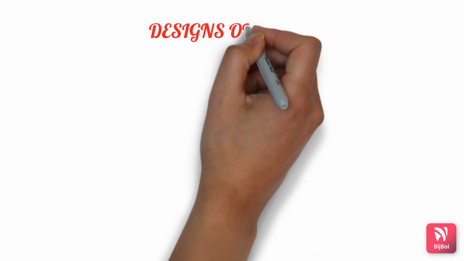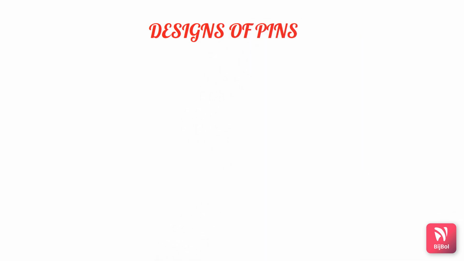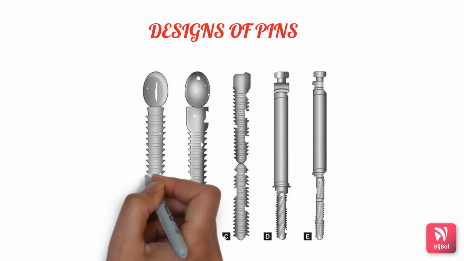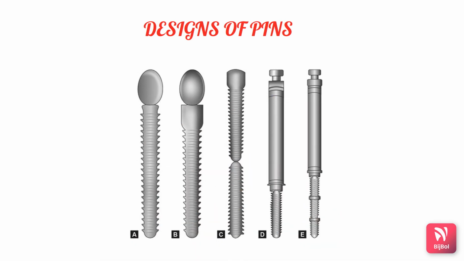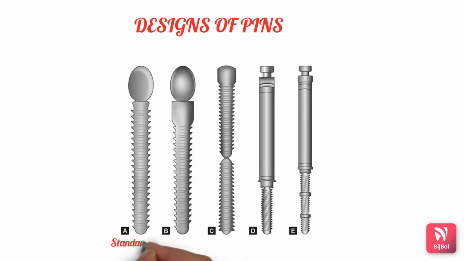Now we will see the designs of the pin. In that we have 5 designs. One is a standard design in which the pins are 7 mm long but have the flattened head to fit into the hand wrench or the handpiece. After placement, this pin can be reversed about 1/4 turn to reduce the dentinal stresses.